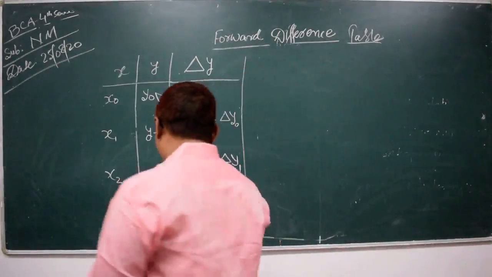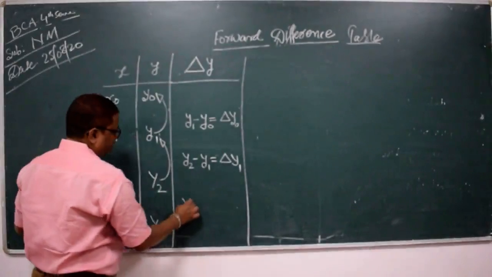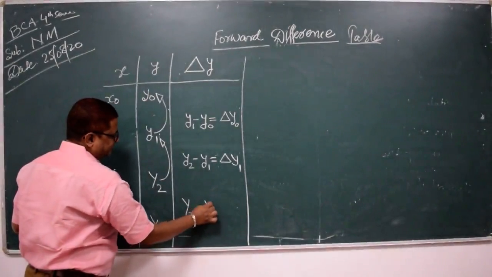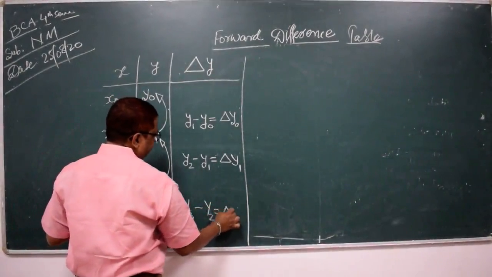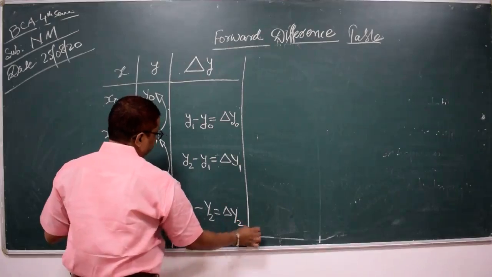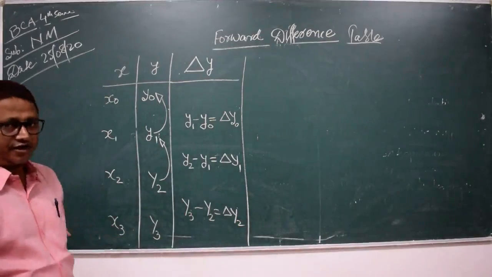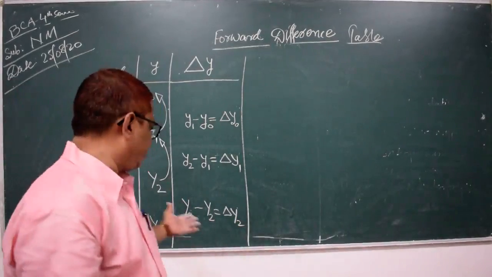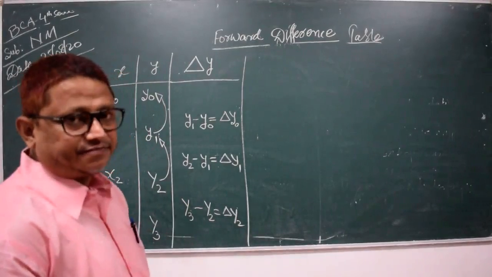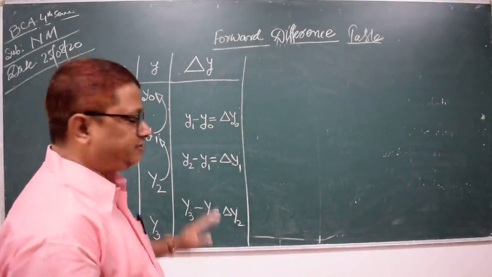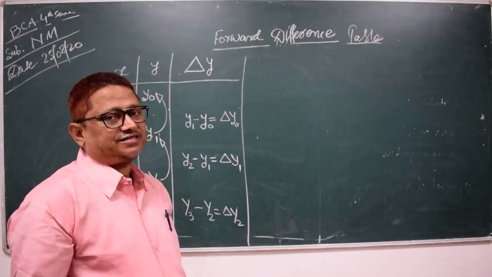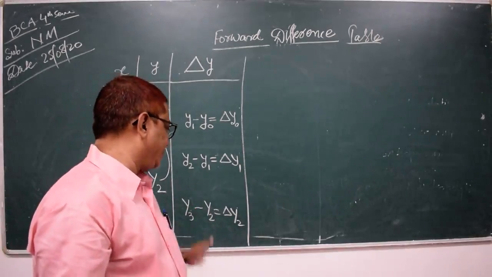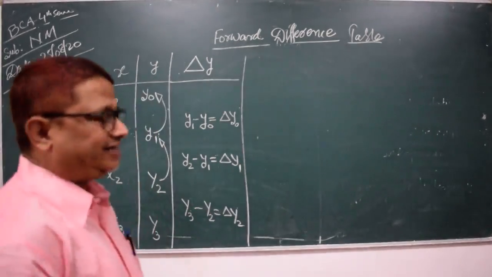Now come to the next value, y3 minus y2 is equal to capital delta y2. Now stop. Why stop? Because the next value is not given. y4 is not there, so we will stop here. y3 minus y2 is this value, representing delta y2.